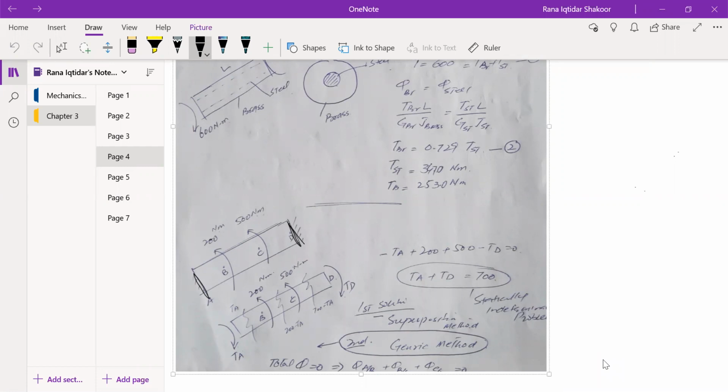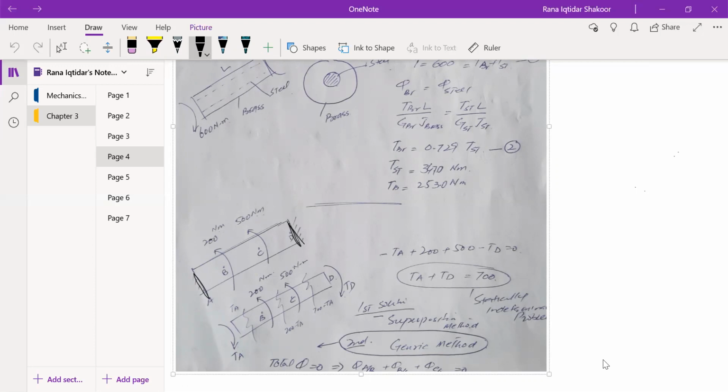And statically, when we took the equation for it, it is minus TA plus 200 plus 500 minus TD equals 0, because TD and TA are in the clockwise direction and the rest of the two are in the anti-clockwise direction. So TA plus TD is equal to 700. It is a statically indeterminate problem because we have two unknowns and one equation. So from where will the second equation come?